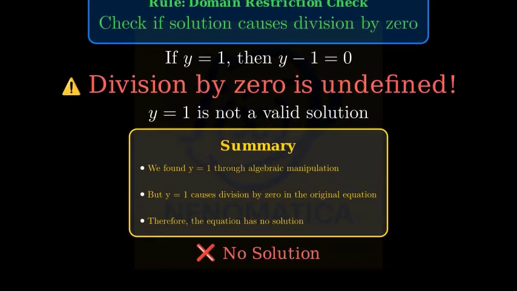The algebraic manipulation led us to y equals 1, but this value makes the denominators in the original equation equal to 0, which is not allowed in the domain of the equation.